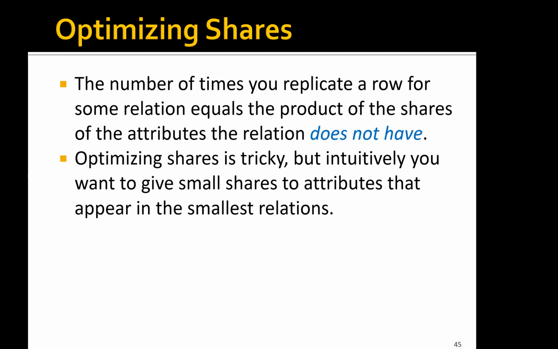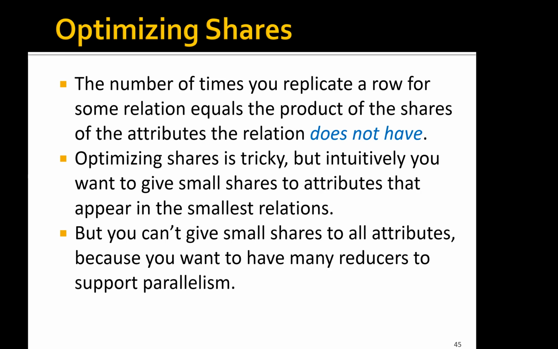So it turns out optimizing shares is a tricky optimization problem, but you can do it. And the intuition is you want to give small shares to attributes that appear in the smallest relations, so that the big relations don't get replicated a lot. The rows of the little relations may get replicated many times, but that's okay because there aren't that many rows. You want to make sure that you don't replicate the big relations too much. Okay, and again, you can't make all the shares be one because you want to have some product that's bigger than one. So you have to give some share to some of the attributes anyway.